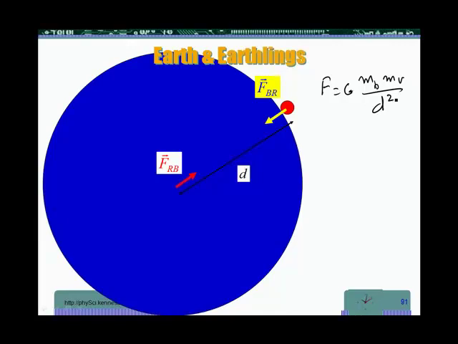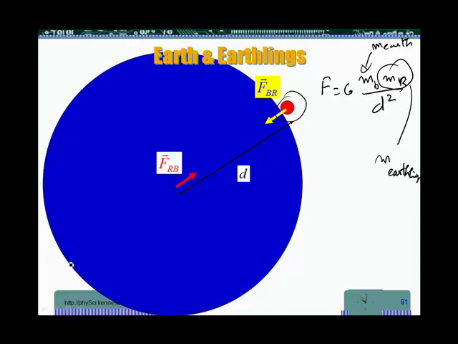Now, if we are going to apply it, consider the sizes. M blue is going to be the mass of the Earth. M red is going to be the mass of whoever is on top of the Earth, the mass of the Earthling. Now, what about the separation between the Earth and that Earthling? You usually measure distances from center to center. So that's the average separation.